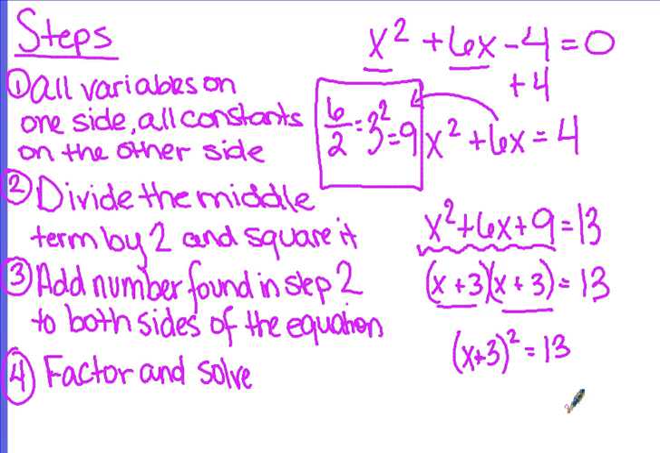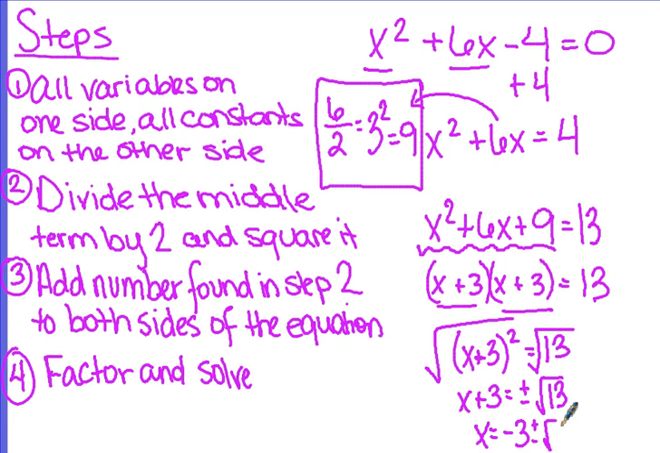From this point, we're just solving for our x. In order to get rid of the square term, we take the square root. And what I do to one side, I have to do to the other. So I have x plus 3 equals plus or minus the square root of 13. And to solve for x, I subtract 3 from both sides, and x equals negative 3 plus or minus the square root of 13. And that is completing the square. That is your final solution.